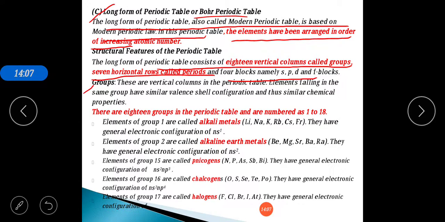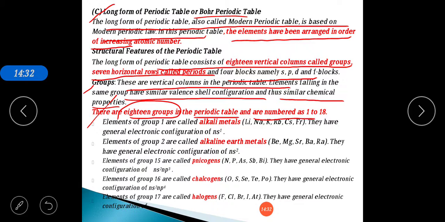Groups. These are vertical columns in the periodic table. Elements falling in the same group have similar valence shell configuration and thus similar chemical properties. There are 18 groups in the periodic table, numbered 1 to 18.